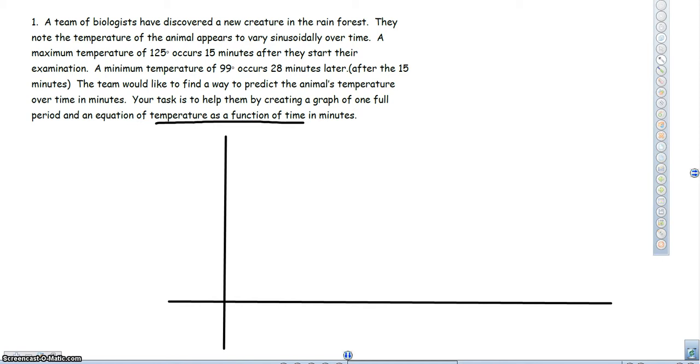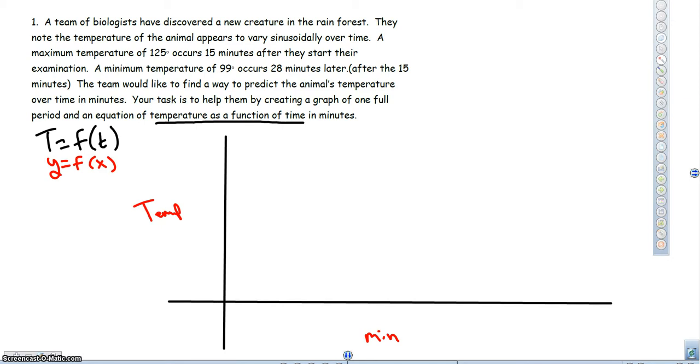Alright, if you read this problem, it gives you a bunch of information and it wants you to create a graph and an equation of temperature as a function of time in minutes. So the temperature is a function of time in minutes. Well, that tells you that the temperature is going to be your y and your time is going to be your x. So I know minutes is going to go on my x-axis and temperature will go on my y-axis.